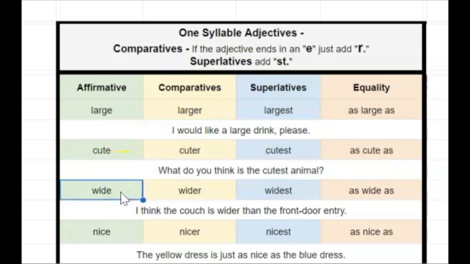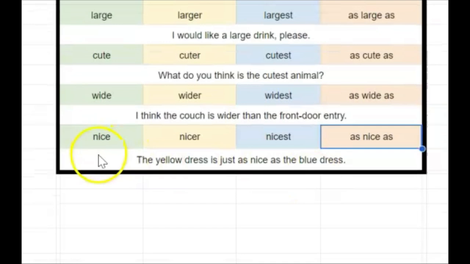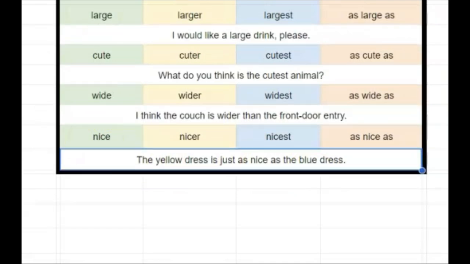The third example adjective that ends in E that we have is wide. The comparative is wider. Superlative is widest, and the equality is as wide as. The last example adjective that ends in E is nice. The comparative is nicer. The superlative is nicest. And the equality is as nice as. The example sentence we have here is, the yellow dress is just as nice as the blue dress.